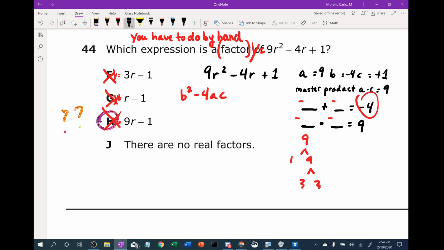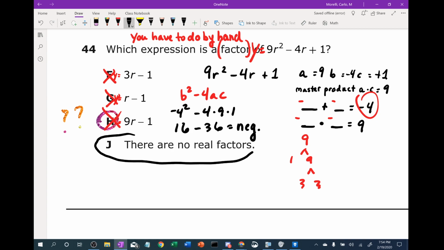B squared, that would be negative 4 squared, which is 16, minus 4 times a times c. So that's 16 minus 36. Yep, that's going to equal a negative number. So because this equals a negative number, there are no real factors.